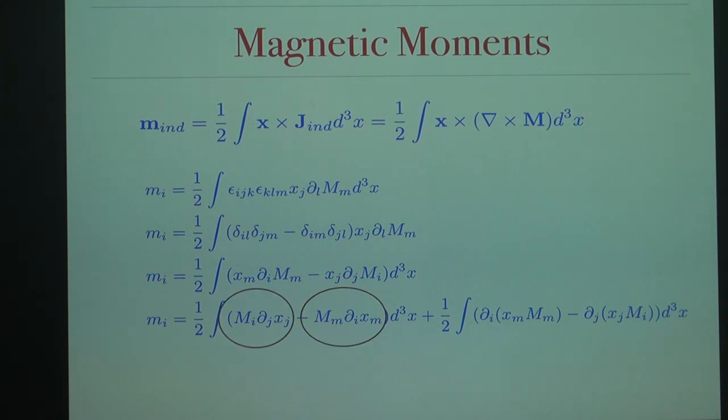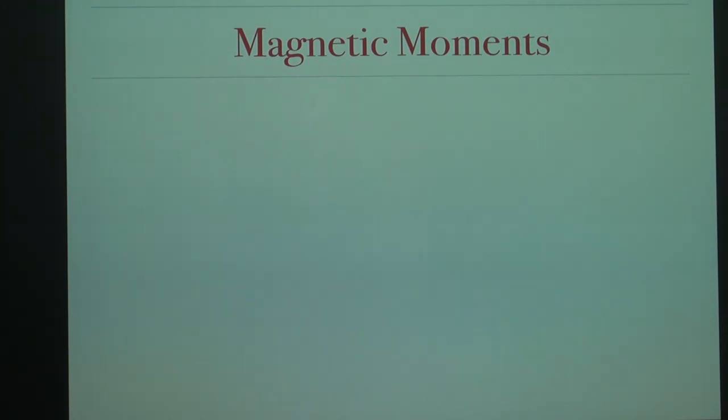Right? Now, these two coefficients can be easily calculated. This is 3 delta ii, and this is just delta ii, so the difference is 2 delta ii, and one half is in the front, so it cancels. And since the magnetization of a finite volume has to be finite, the second integral vanishes, and finally I obtain that the total magnetic moment m i is the integral of the magnetization M over the volume.